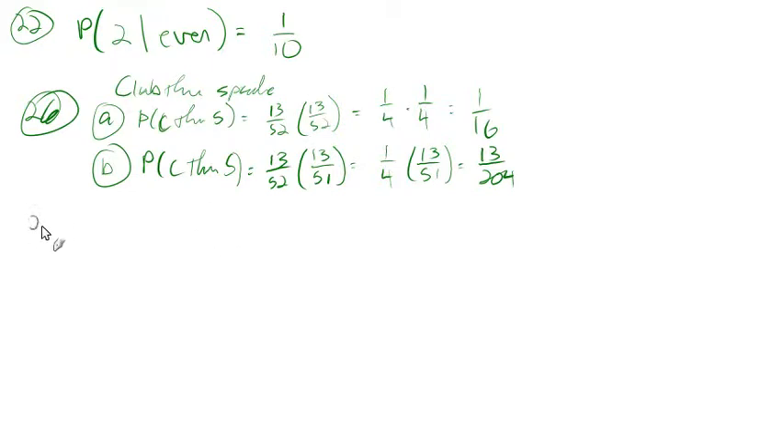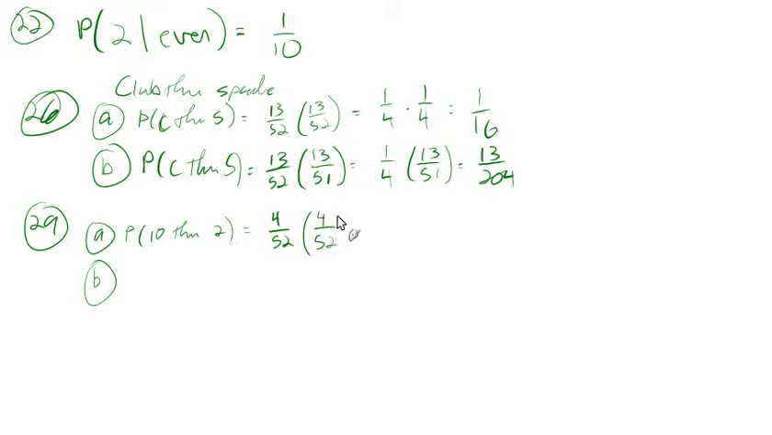Let's do another one. We're going to replace, and then we're not going to replace, and we want to find the probability of a 10, then a 2. What's the probability that we get a 10? Well, there's 4 10s out of the 52 cards. Then we put this card back, which means there's a full deck. When we pick for the 2, there's a 4 out of 52 chance that we'll get a 2. So that's 1 out of 13 times 1 out of 13, which is 1 out of 169. We multiply 13 times 13.